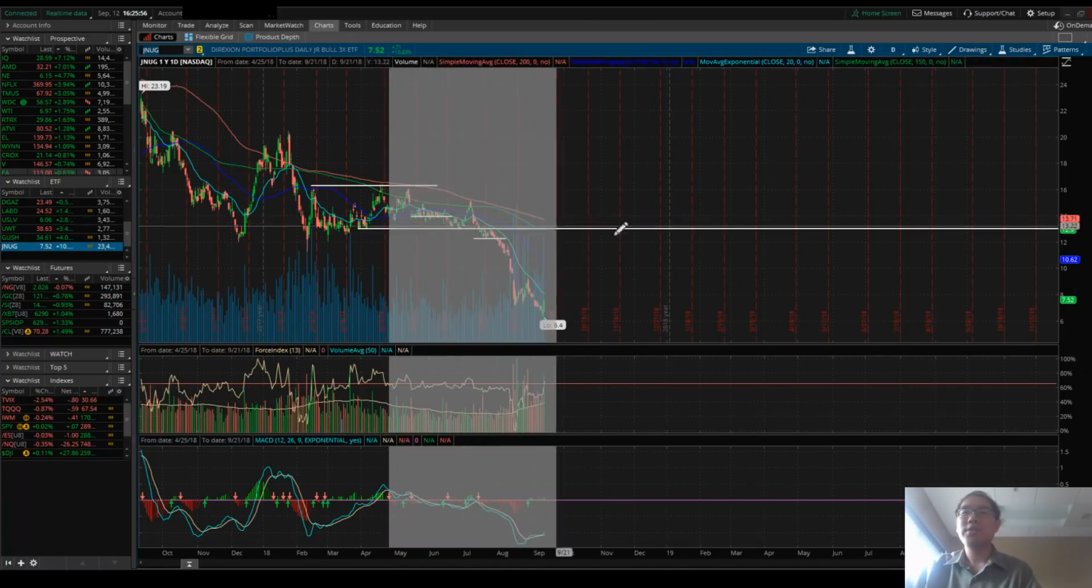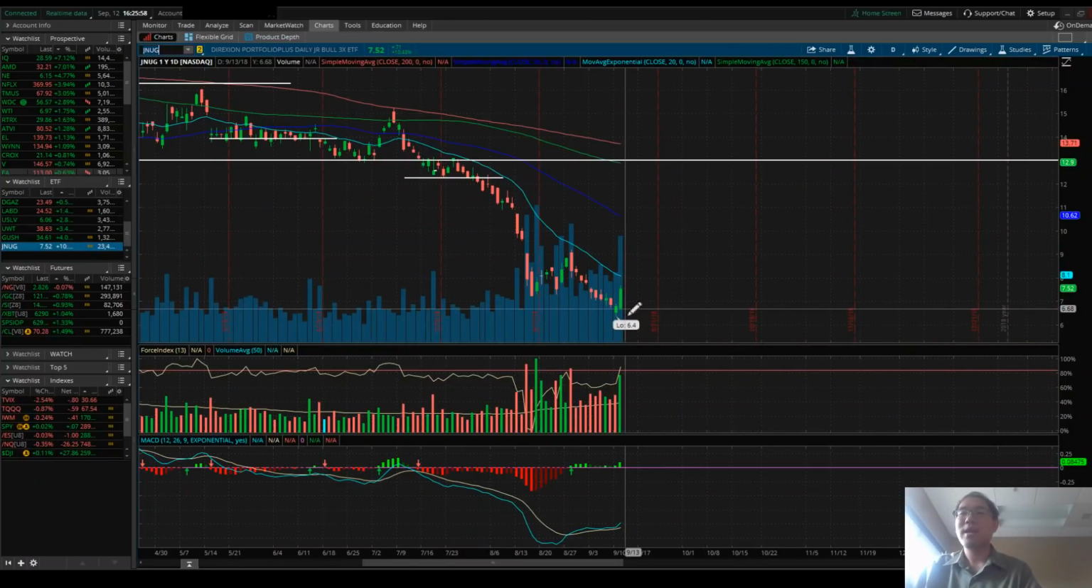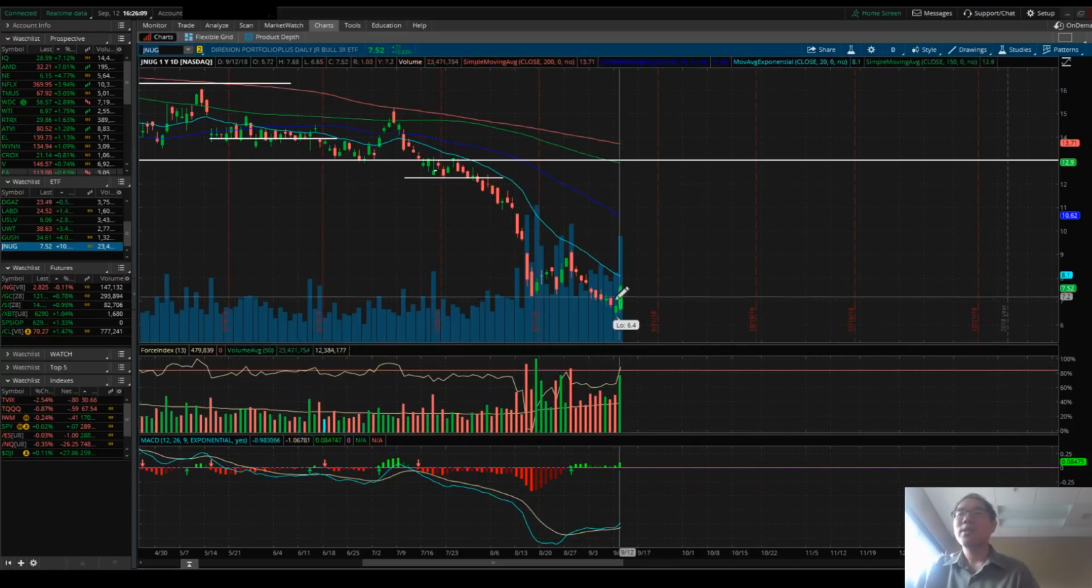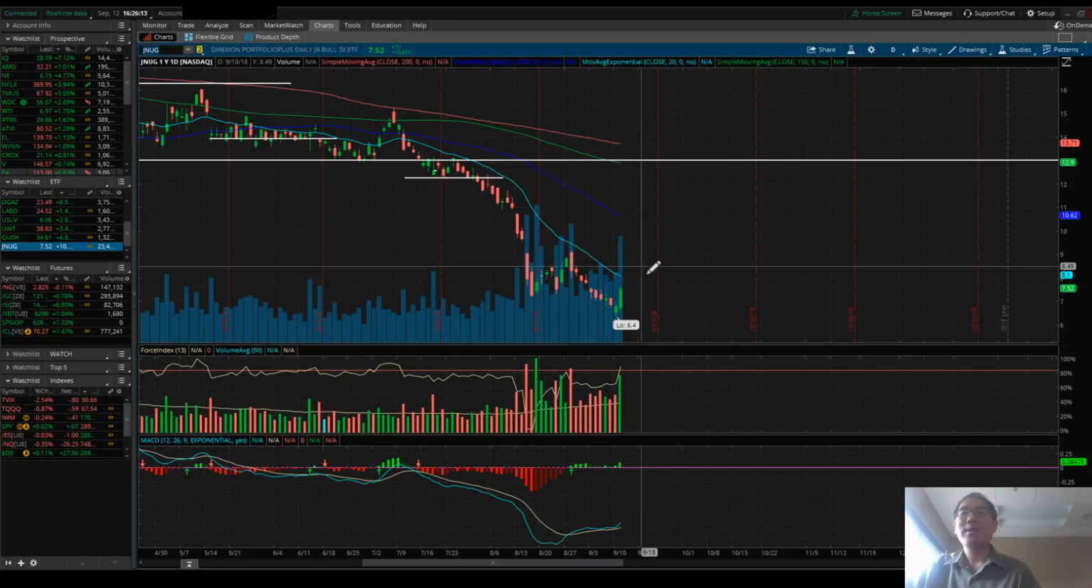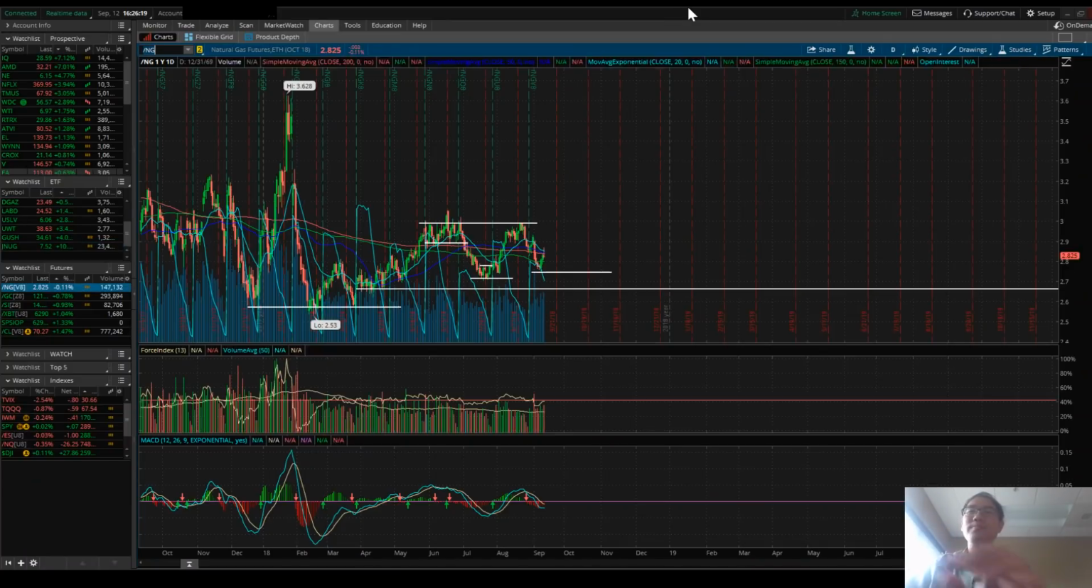Taking a look at JNUG, which follows gold, you guys can see how we made an all-time low yesterday, and today we finally got that move back to the upside, over a 10% move. So that's something I'm monitoring. Note that we've gotten rejected in the past, so I certainly don't want to get fooled near the 20-period moving average and get rejected again. So be cautious about that.